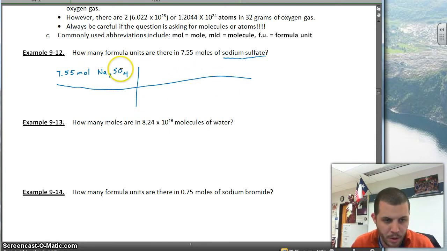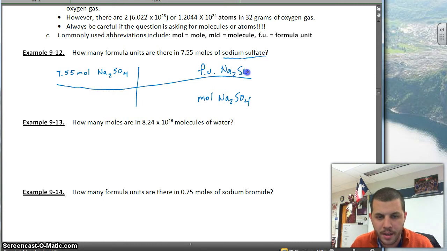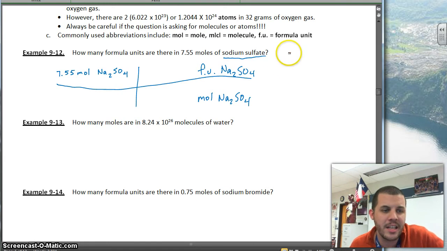I've got moles of sodium sulfate here, so I need to bring that down, moles of Na2SO4, and I'm going to formula units of Na2SO4. Now, do I need to know the molar mass? No, I don't for this problem. The 1 is still going to go in front of moles. As always in this unit, 1 always goes with the mole.